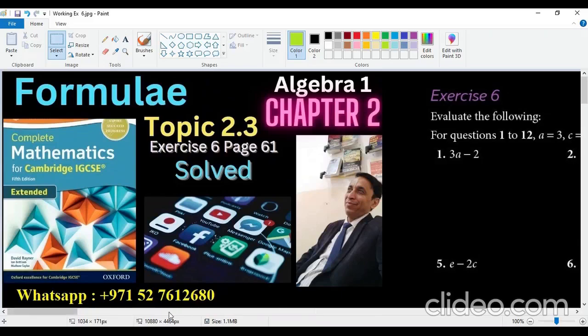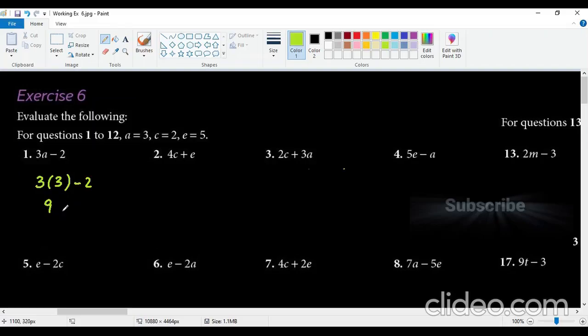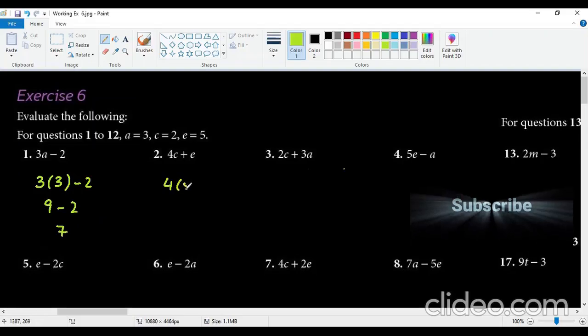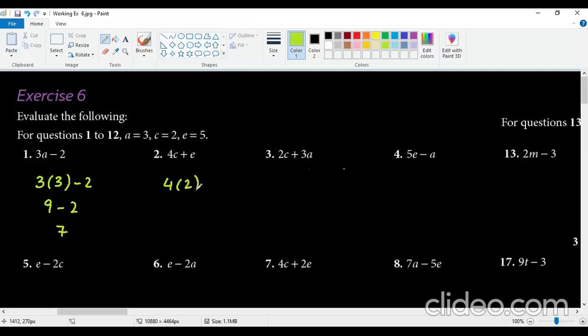Now comes question number 1. In here, substitution method is going to be used for evaluating the given expressions. For example, if a is 3, then 3a minus 2: 3 times 3 is 9, minus 2 is going to give us 7. 4 times c, where c is 2, plus e, where e is 5, that means 8 plus 5 is going to give us 13.